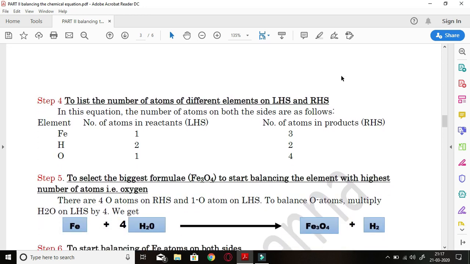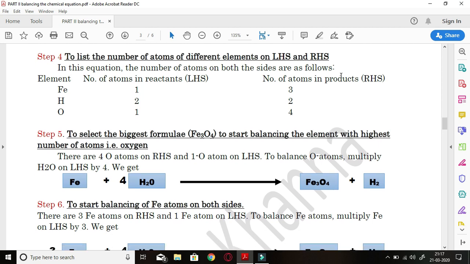Now step number 5, to select the biggest formula, Fe3O4. So out of this we will select the biggest formula from the equation and we will start balancing of the equation. Balancing of the element with highest number of atoms in this particular formula. If we look in this formula, this Fe3O4, this is the biggest formula in the equation. We will select it first.